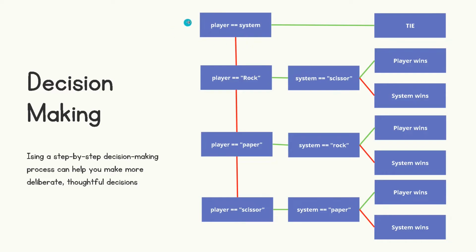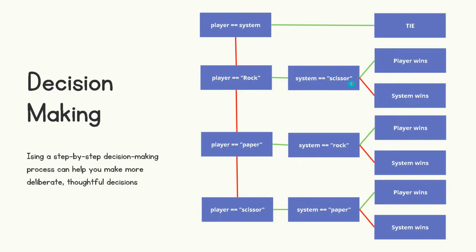I'll explain. You'll see if the player's value and the system's value are the same, you'll say, oh it's a tie. If they're not the same, then you go down the red path. What will you do? You'll check if the player's value is equal to rock. If it's rock, then you go ahead and see what the system's value is. Is it scissor? If it's scissor, then the player wins.